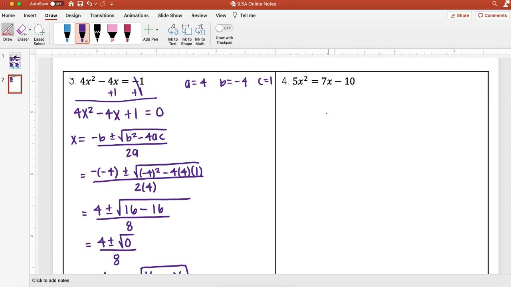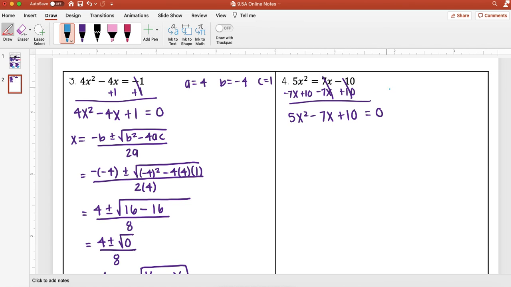Okay, looking at this next one, I see again this one is not written in standard form, so I want to go ahead and move my 7x and 10 to the other side. So to do that, I need to subtract 7x and add 10. So I have 5x squared minus 7x plus 10 is equal to 0. And I moved those terms to the side because I like my x squared term to be positive. But you could have moved the 5x squared to the other side as well. It still would have worked.